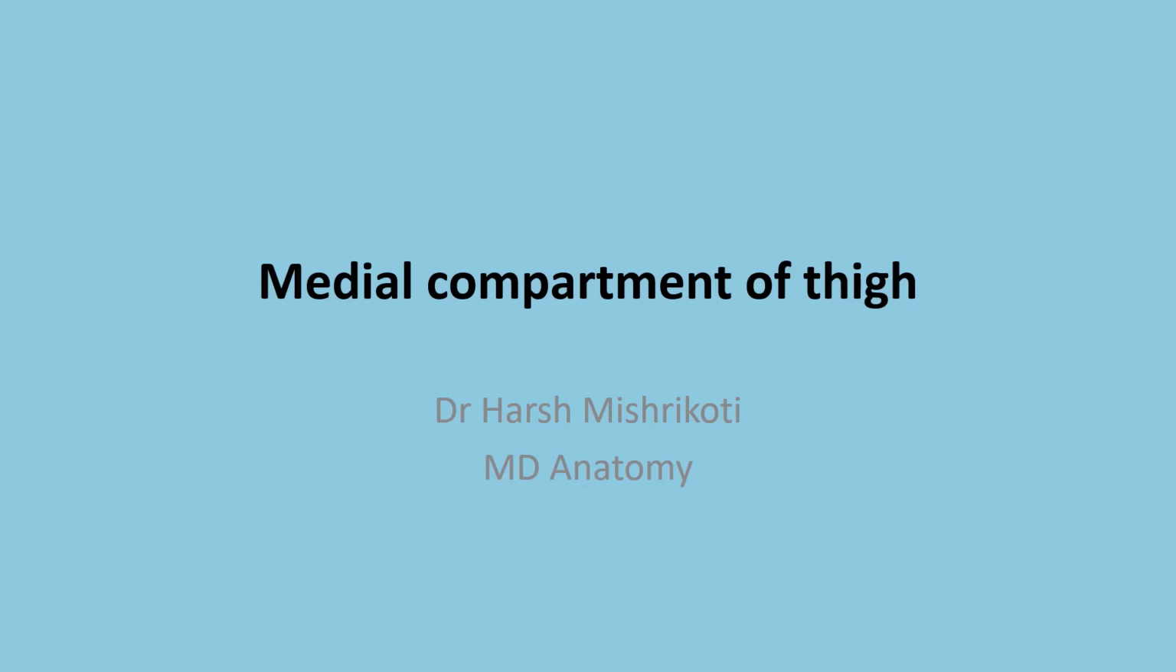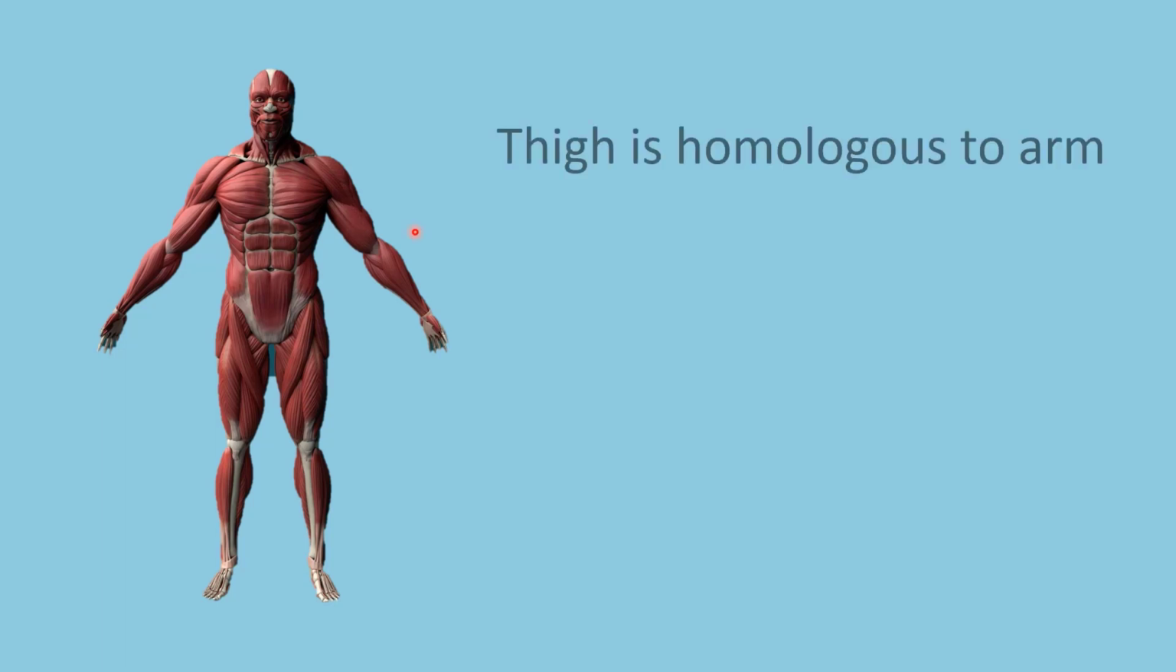Hello students, welcome back. Today we shall look at the medial compartment of the thigh. This is also called the adductor compartment. In the human body, the proximal most part of the lower limb is the thigh, which is attached to the trunk. The proximal most part of the upper limb is the arm. The thigh is homologous to the arm.